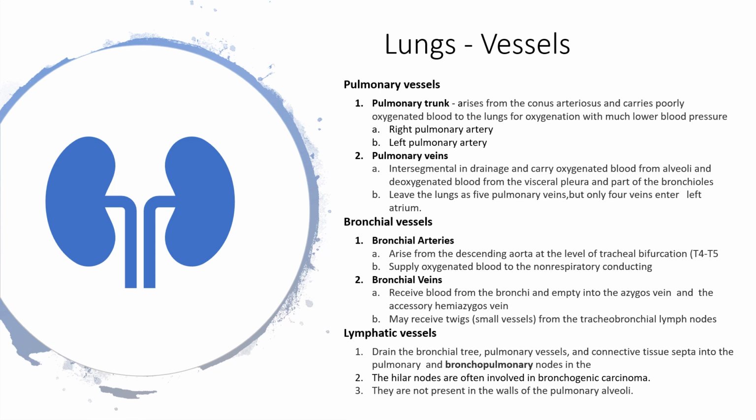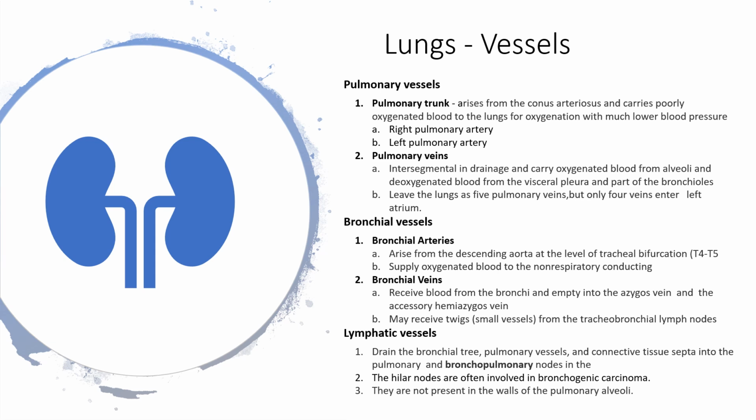Next are the bronchial veins, which receive blood from the bronchi and empty into the azygous vein in the right and into the accessory hemiazygous vein or the superior intercostal vein on the left. They may receive twigs or small vessels from the tracheobronchial lymph nodes.